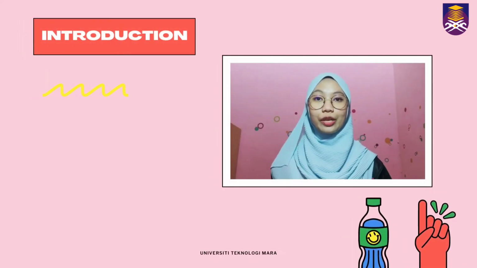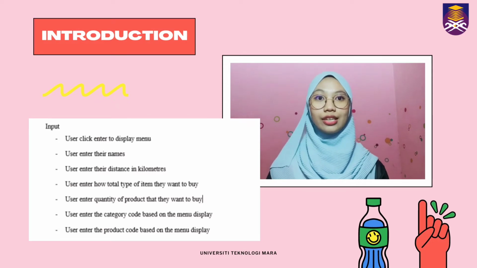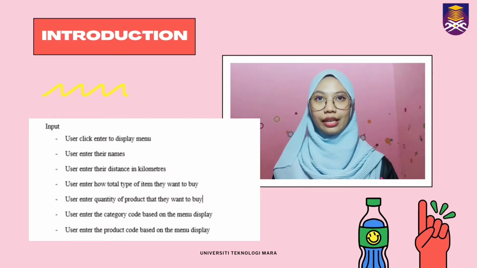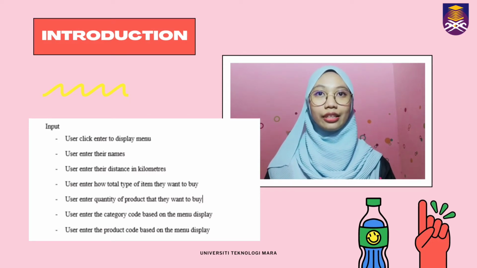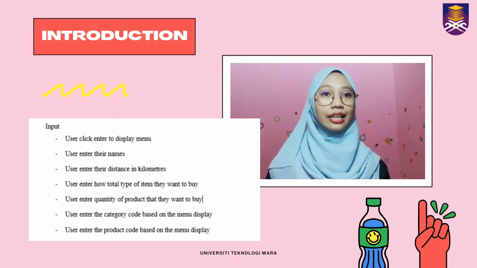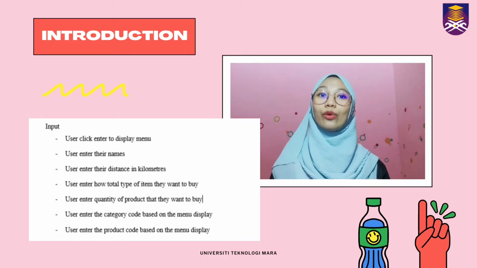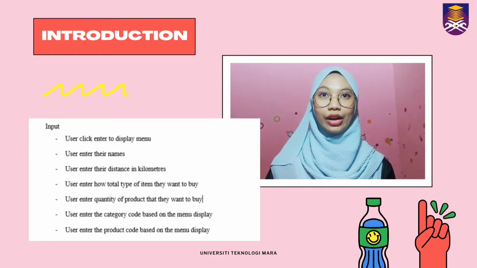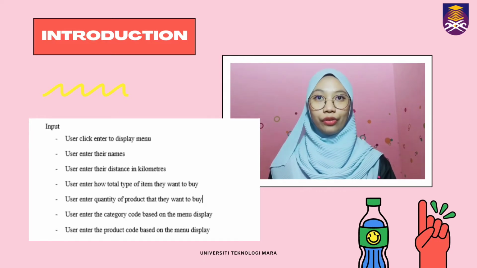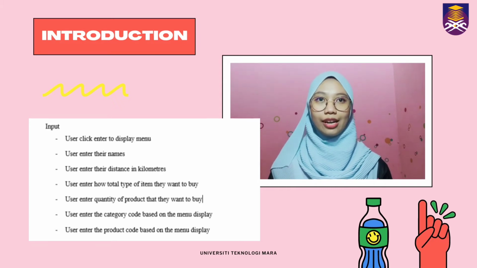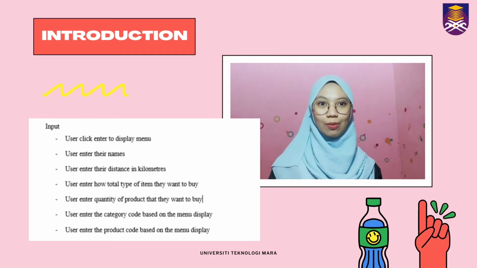We will go to the input first, and we decided to take 7 inputs. The first is the user clicks enter to display the menu. Second, the user enters their name. Third, the user enters the distance in kilometers from the shop to the place where they want to deliver the gift. Fourth, the user enters the total types of items they want to buy. Fifth, the user enters the quantity of product they want to buy. Sixth, the user enters the category code based on the menu display. And the last one, the user enters the product code based on the menu display.